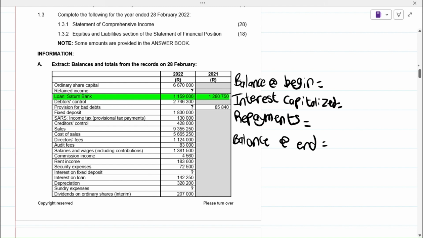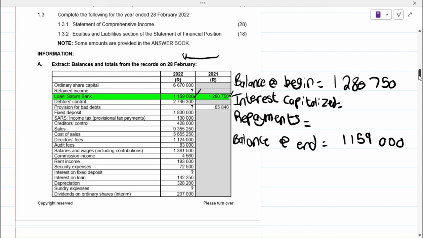I am given now my balance at the beginning and my balance at the end within this question, right? So what you are gonna do, I'm just gonna punch it in here. So I'm gonna have 1,280,750. That's my balance at the beginning because I'm going from 2021 to 2022. Then I will have now my balance at the end to be 1,159,000.